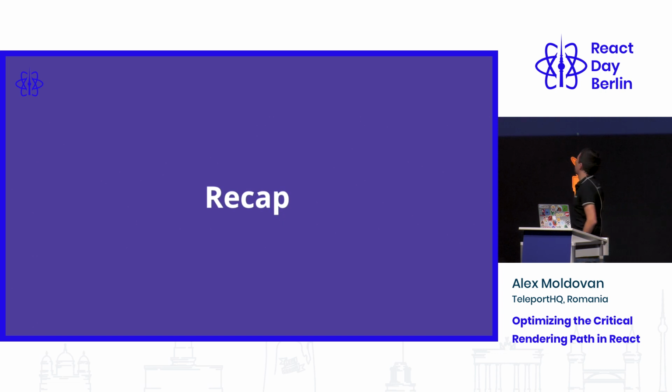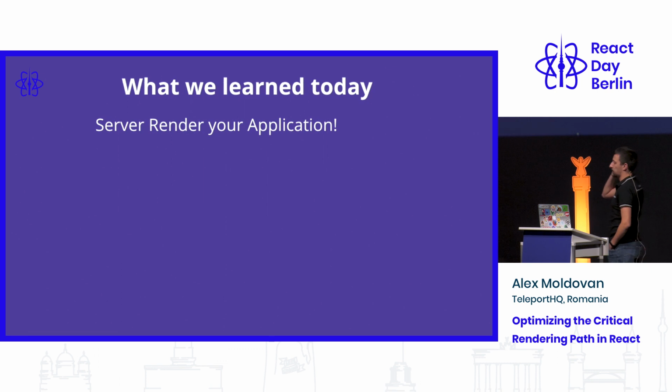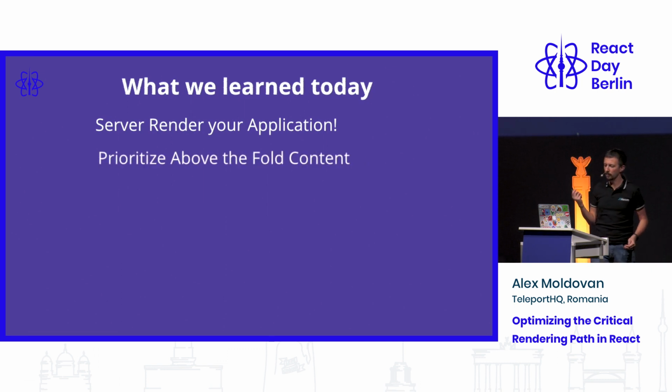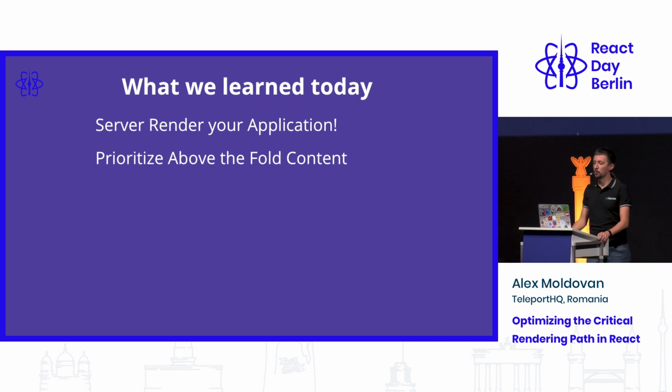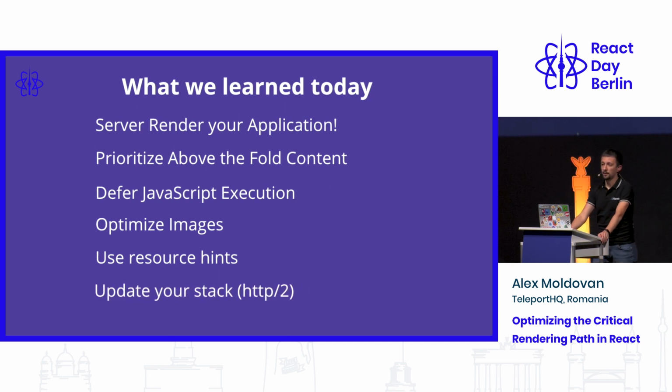Okay, a quick recap. We talked today about performance optimizations, right? Server rendering applications, prioritizing above the fold content, deferring JavaScript execution, optimizing images, using resource hints so you can actually manually prioritize resources, and updating your stack to HTTP2.